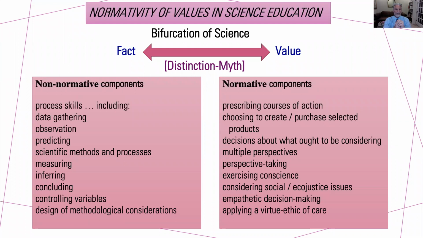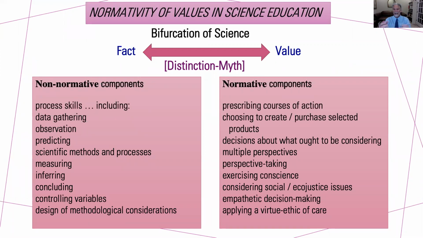So what we tend to do is prescribe courses of action. We have this knowledge, but we have to act on that knowledge, right? So we need to create, select, purchase products, to make decisions about what ought to be done, considering multiple perspectives, exercising a sense of conscience, and having a sense of empathy in making decisions about how it impacts the world around you, people and the environment.